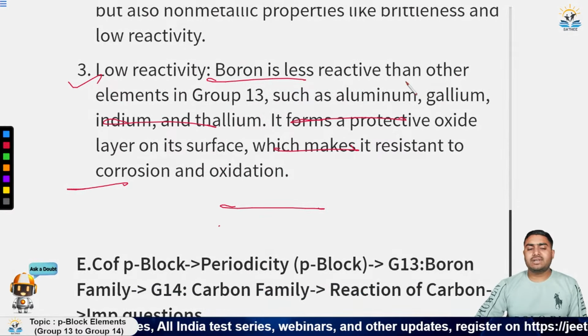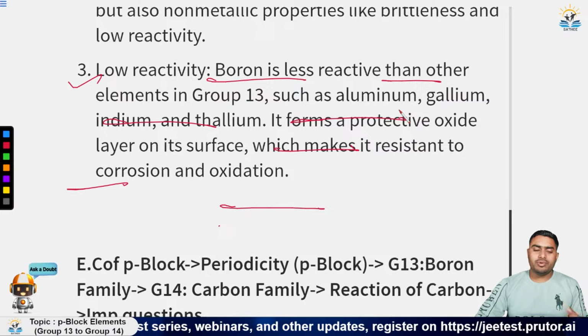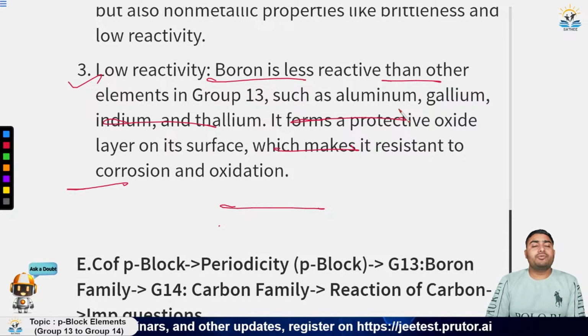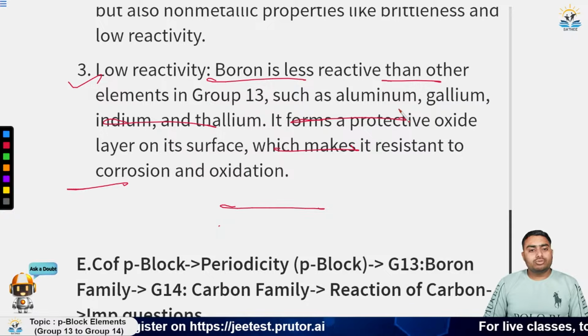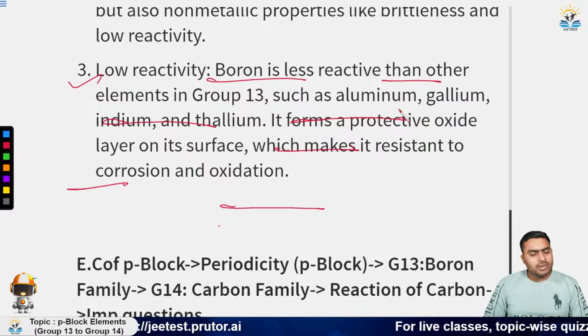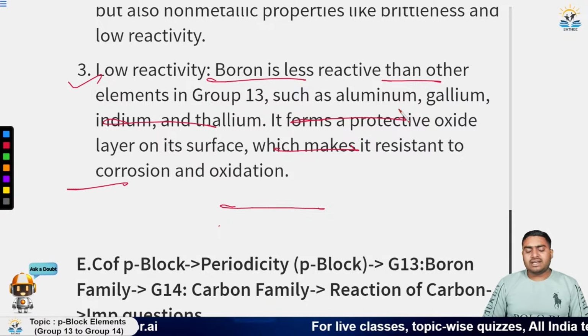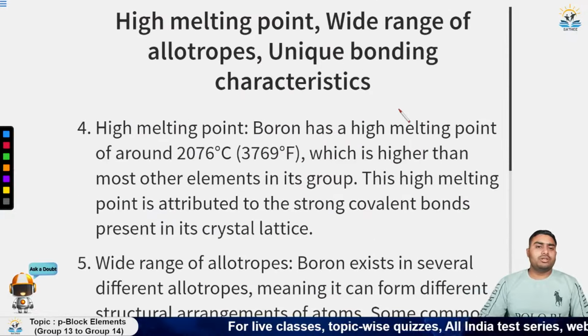Boron is less reactive than other elements in group 13 such as aluminium, gallium, indium and thallium. It forms a protective oxide layer on its surface which makes it resistant to corrosion and oxidation. Similarly, aluminium can also form a protective oxide layer like this. Okay, so let's move to point number 4.